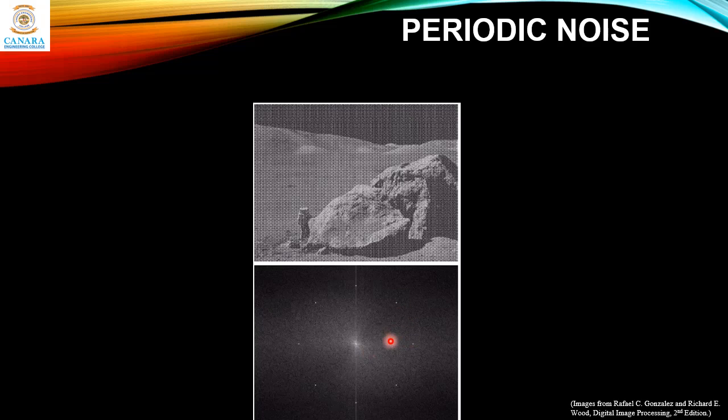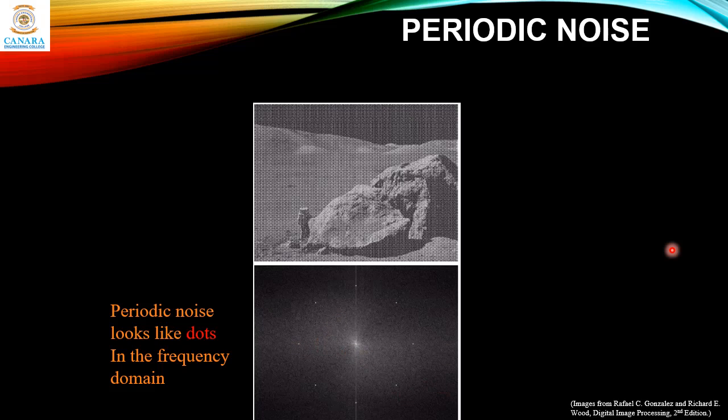Okay, here the pair of conjugate impulses corresponds to one sine wave. Okay, and you can see these dots, impulses around it. Periodic noise basically looks like dots in the frequency domain. So this is where we can target, as we have studied already.